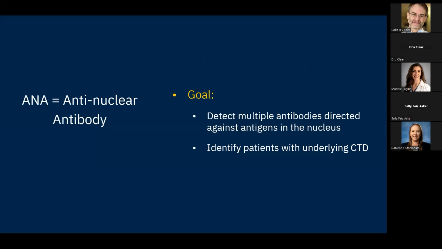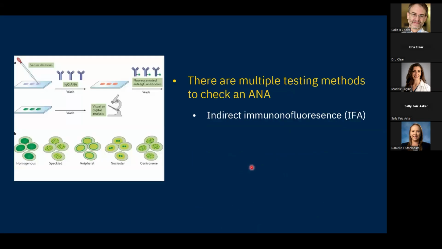So what is an ANA that you are ordering? This is an anti-nuclear antibody, and really the goal is to detect antibodies directed against the antigens in the nucleus of our own cells. Ultimately, we are trying to identify patients that might have an underlying connective tissue disease. Sometimes people refer to it as a screening test, although it gives us more information than that. There are multiple ways of testing an ANA.